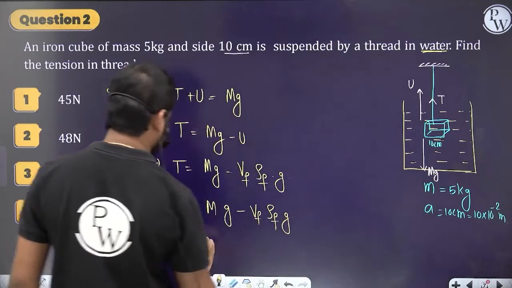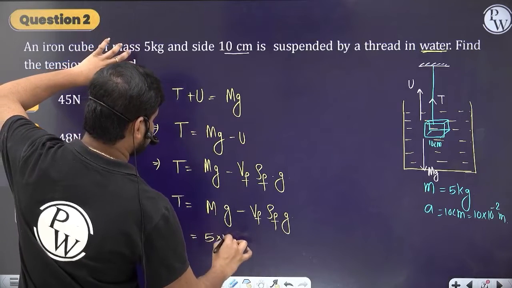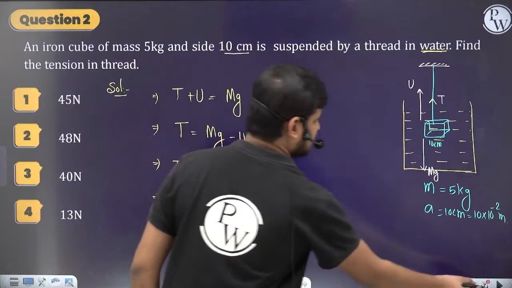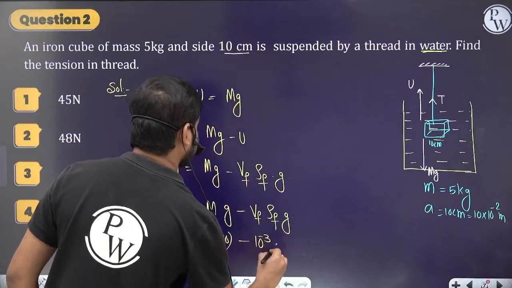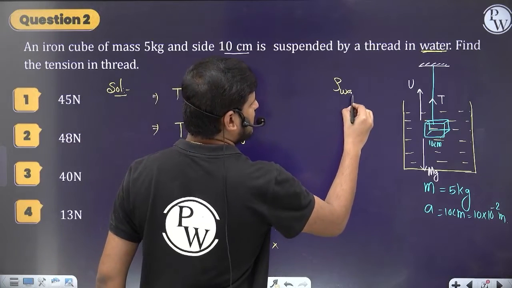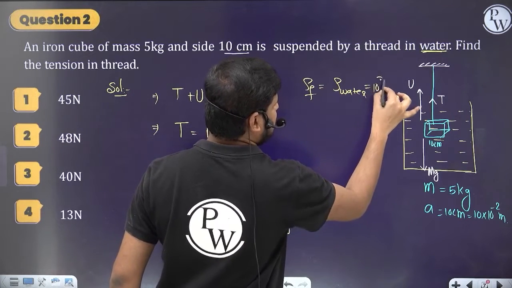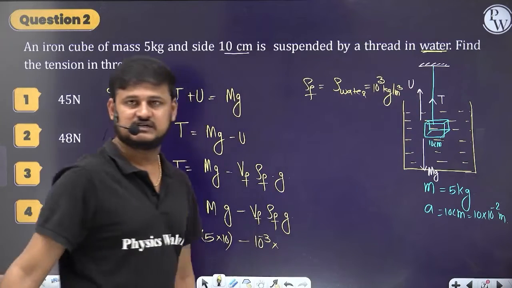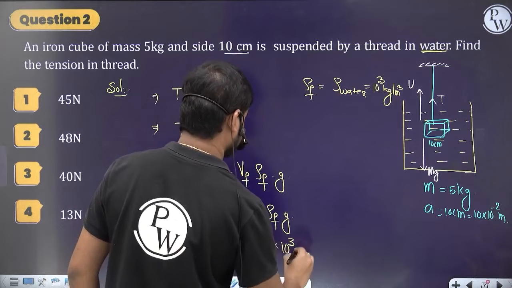So now substitute the values. The mass is 5 kg into g, which is 10, so this whole thing is 50, minus the volume of the fluid displaced, which is 10 to the power minus 3, into the density of the fluid. Here the density of water is the density of the fluid, which is 10 to the power 3 kg per meter cube. Done? Good. Now this is 10 to the power 3 into g.